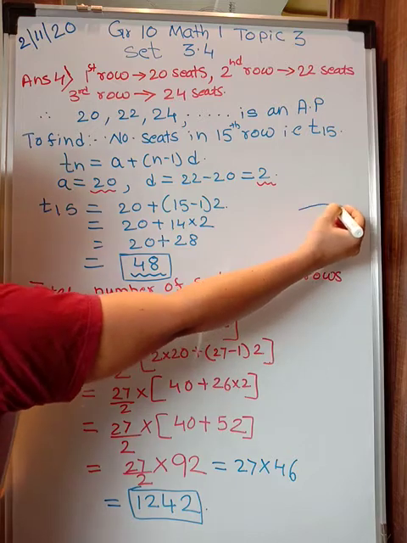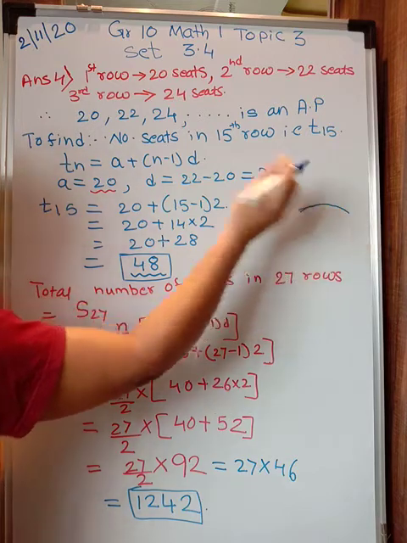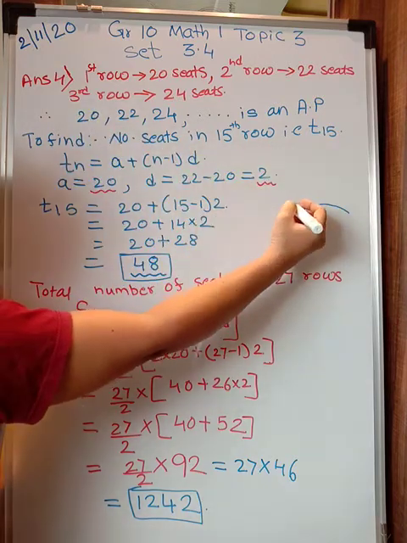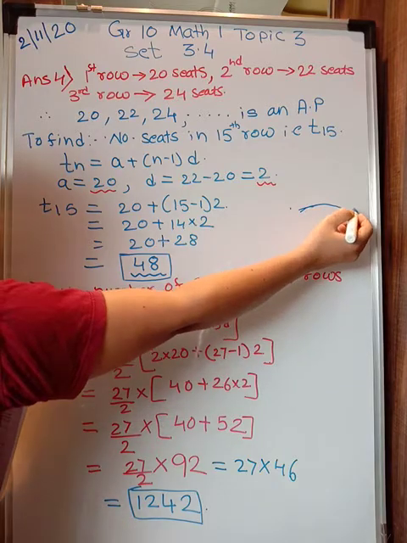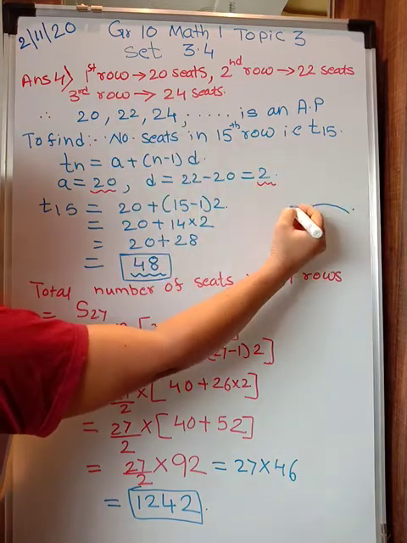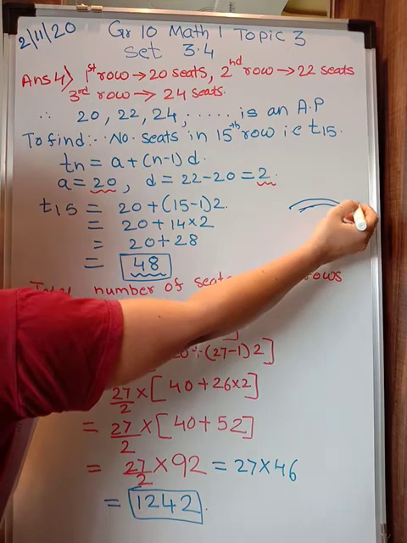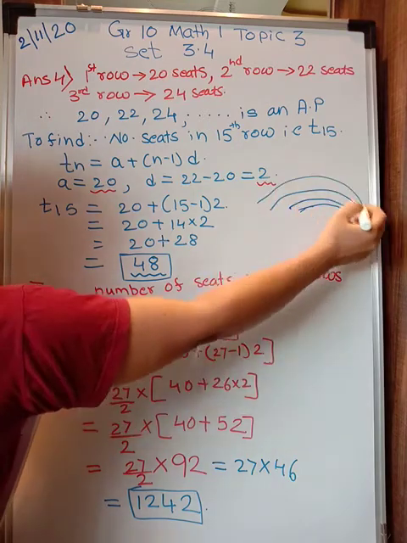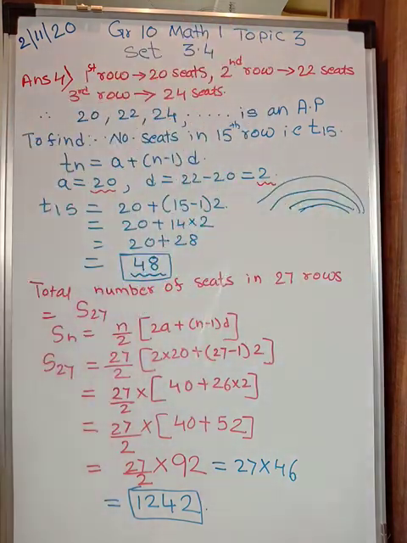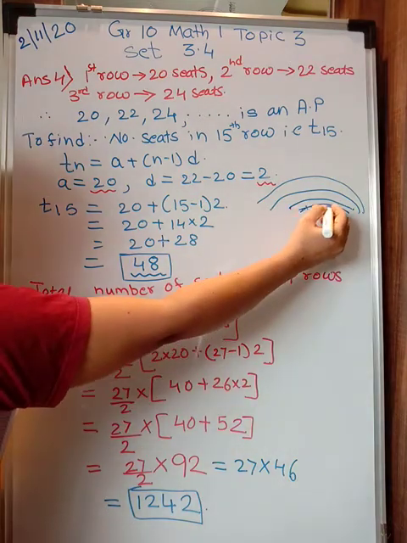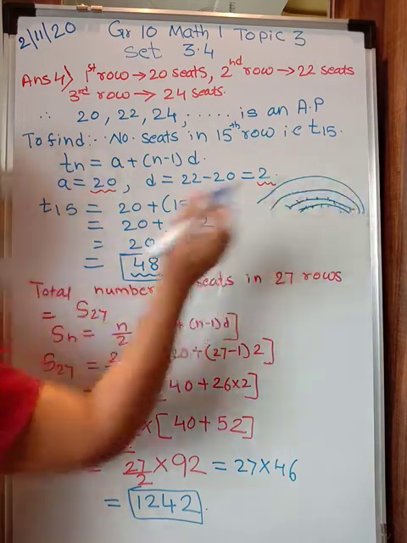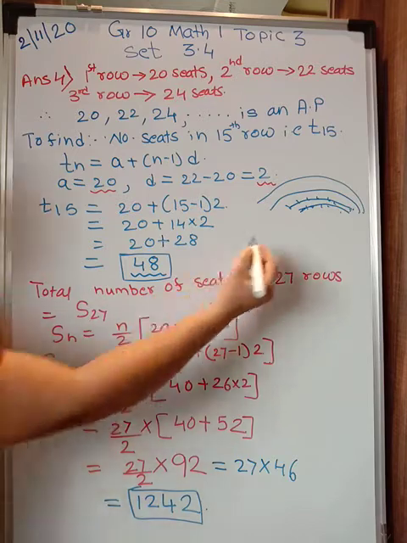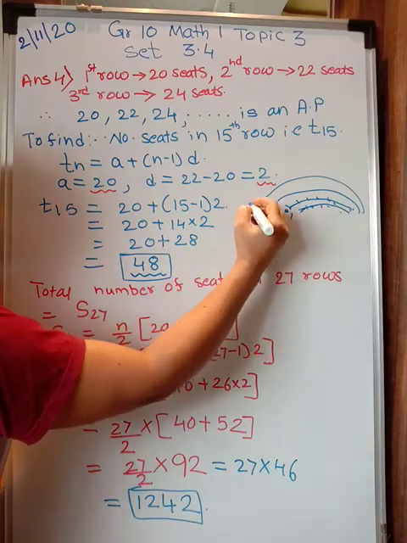Now see, if this side is the screen, this is the first row. Let us take it as a little semicircular shape. In the first row, suppose there are 20 seats. In the second row, 2 seats are increased. So this is your second row. Then third row, fourth row. Like this, there are 27 rows. So here there are 20 seats, here there are 22 seats. Are you understanding me? So this is first row, second row, third row, fourth row.